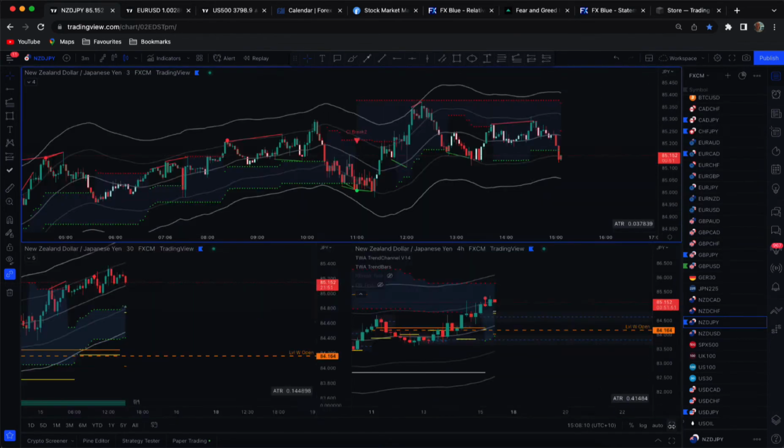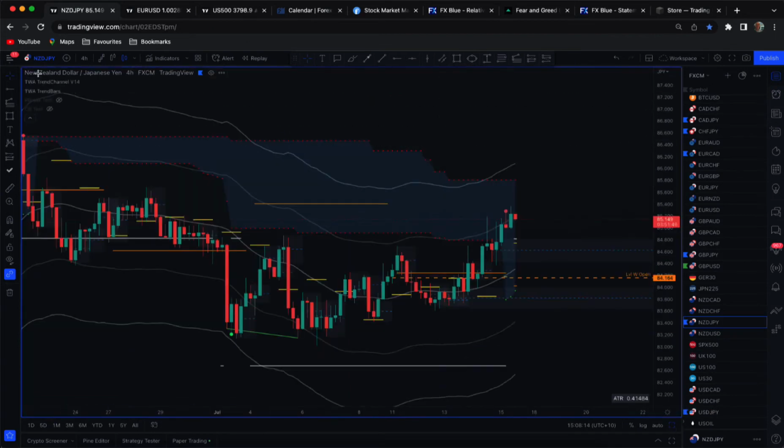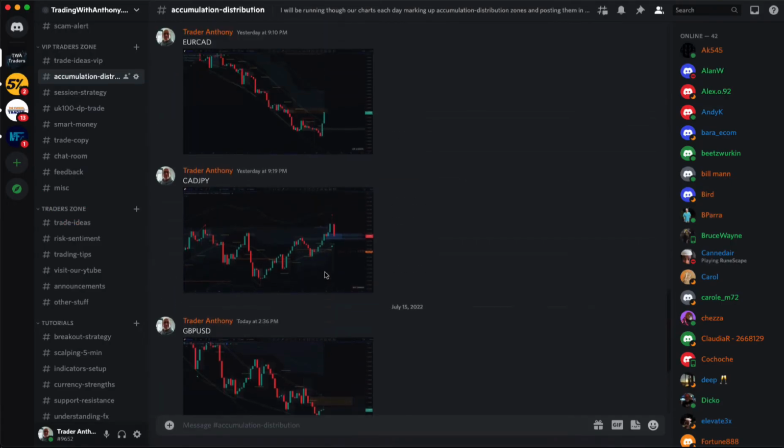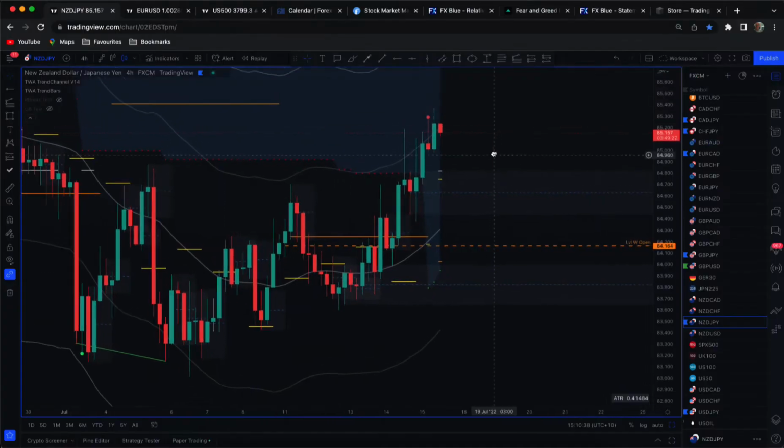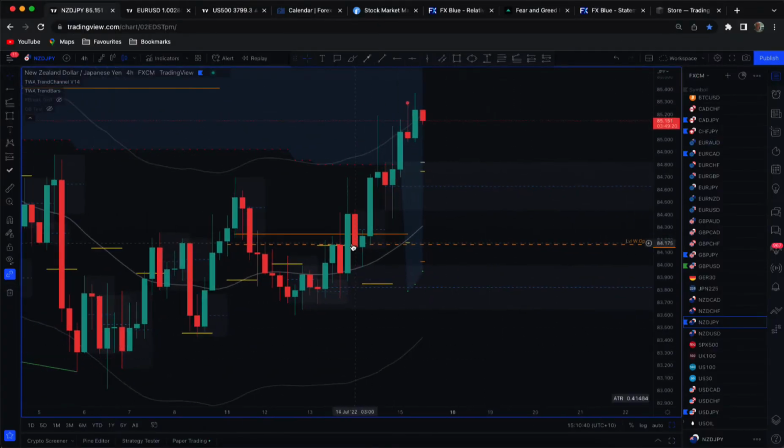In fact, before we do, we need to have a look here. New Zealand yen. If we come back in here, okay, this was the markup. Okay, if we get a move into this accumulation zone, we might have an opportunity. So 84,440 is the level. So we'll go and have a look at that.